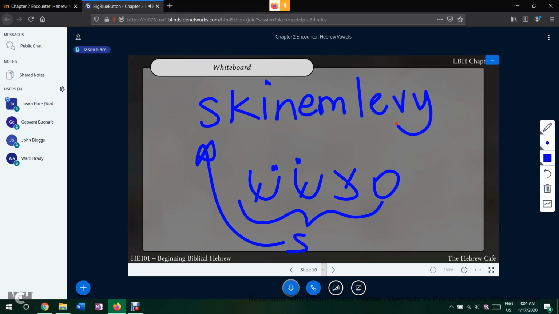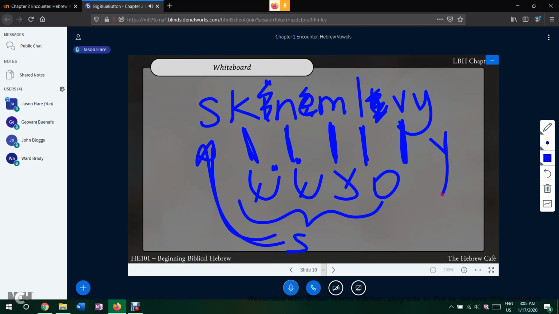Skinnem-Levy. So we ignore the vowels. They're just there for filling in the, what do you call this? Like scuba. A mnemonic device. So the sibilants, Kuf, Nun, Mem, Lamed, Vav, again ignoring the vowel, and Yod. So sibilants, Kuf, Nun, Mem, Lamed, Vav, and Yod. We put them all together and we say Skinnem-Levy.